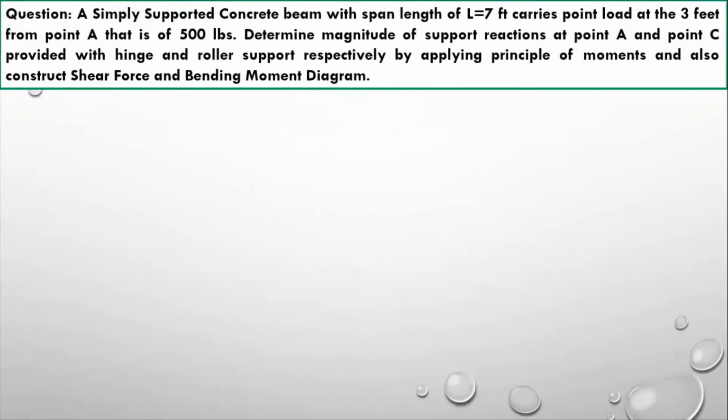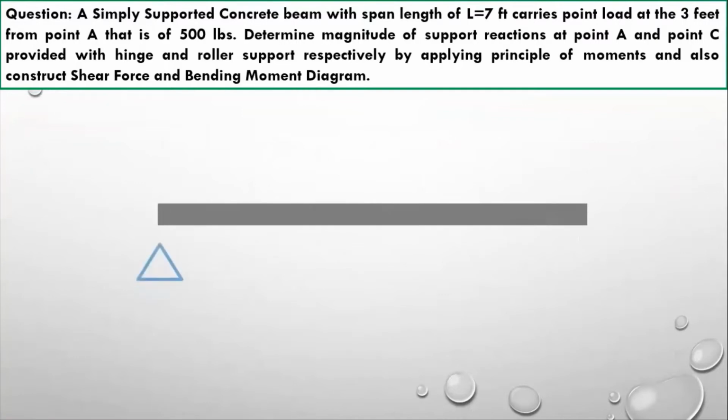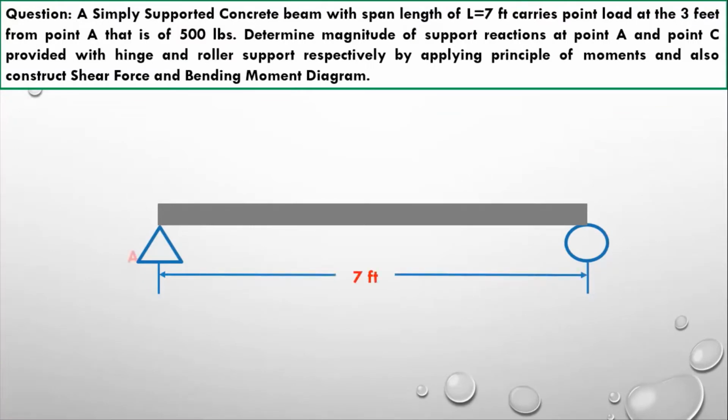Hello students, today we are going to draw the shear force and bending moment diagram of a simply supported beam, and the diagram is here. We have done this earlier with the point load at the center of the simply supported beam, but in this case the point load is not at the center. You can see in the diagram there are points A, B, C, and the point load is not exactly at the center. It is lying 3 feet from point A.